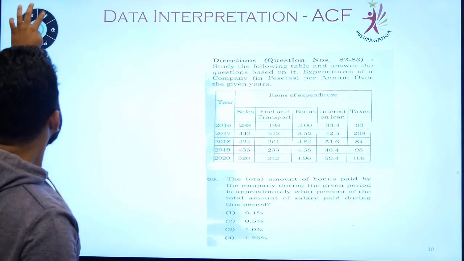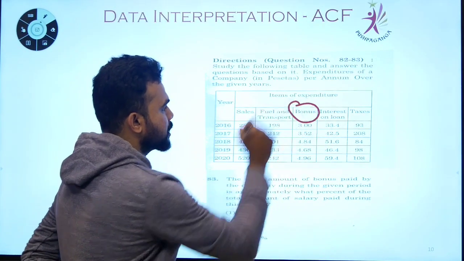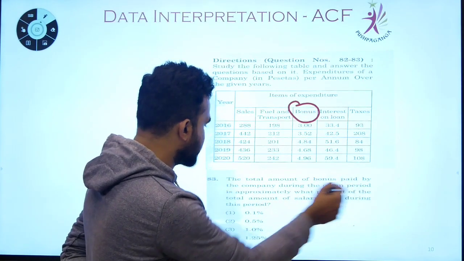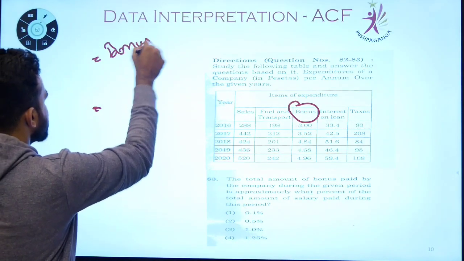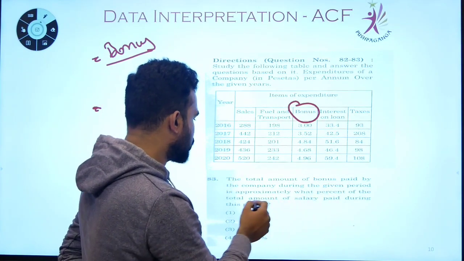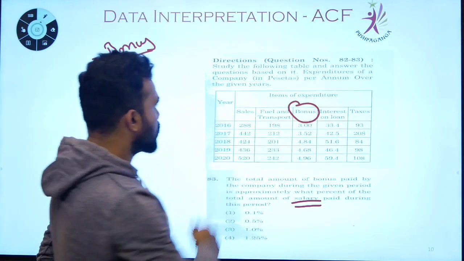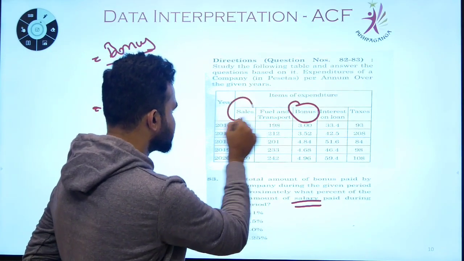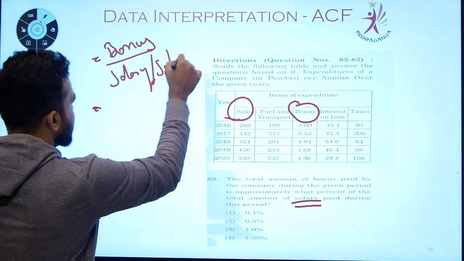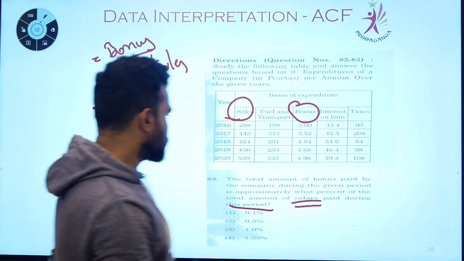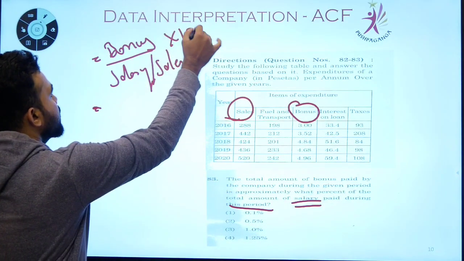So now here is the question. The total amount of bonus paid by the company during the given period is approximately what percent of the total amount of salary? Probably here we don't have any segment called salary. Probably it has to be sales, so we'll take it as sales itself, sales paid during this period. So now we are talking about the total, and it is asking approximately what percent, into 100.